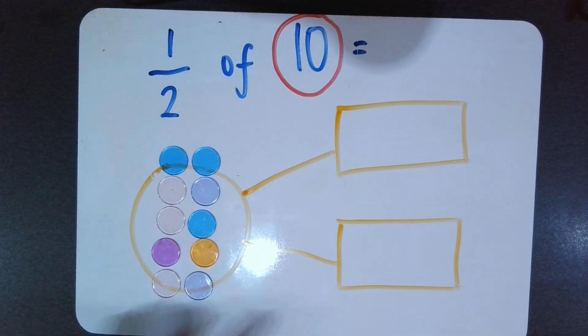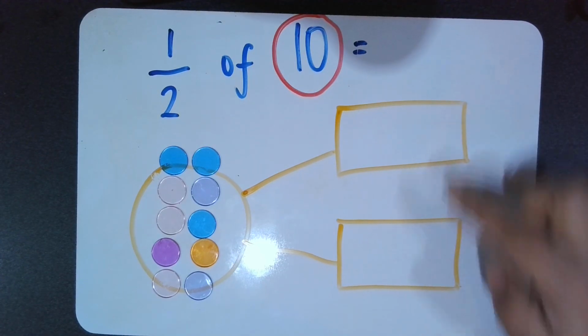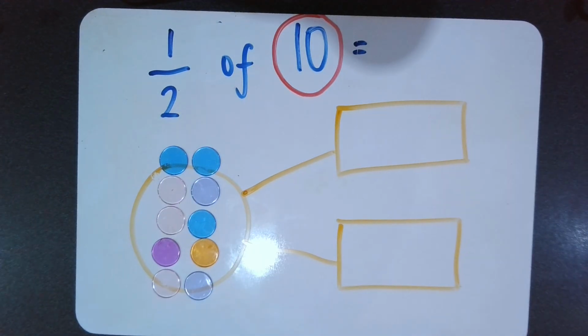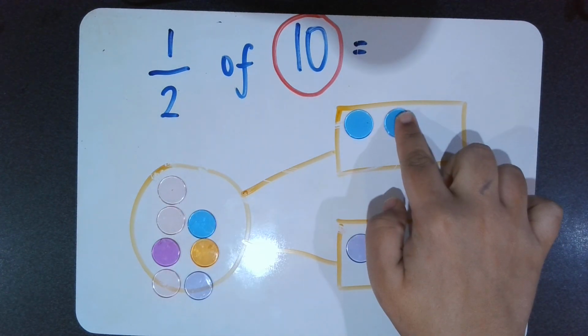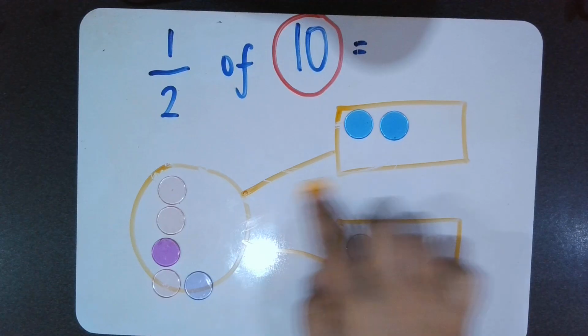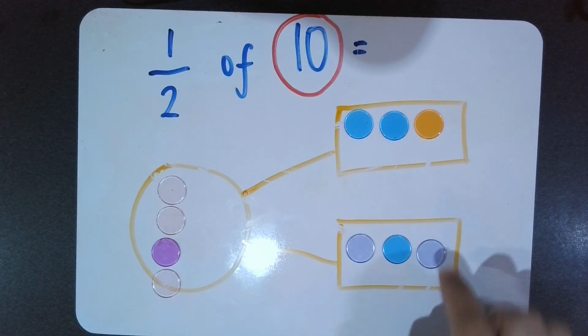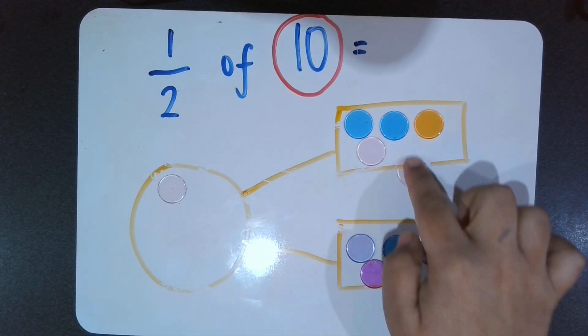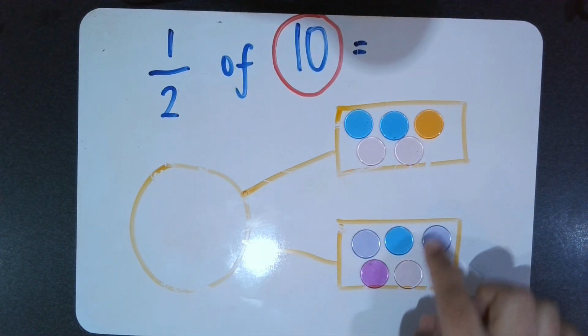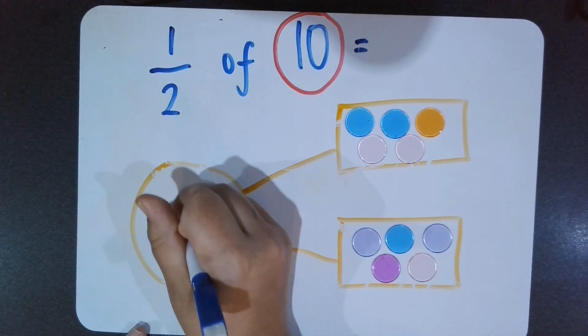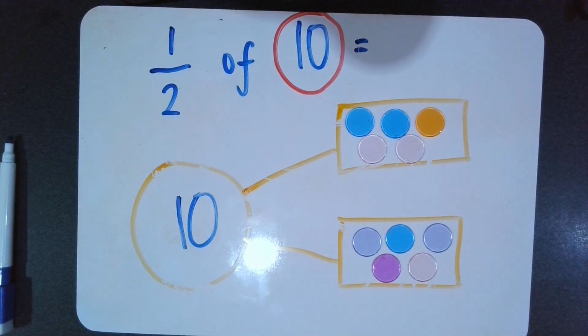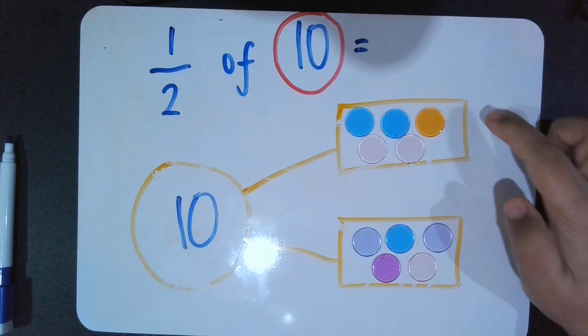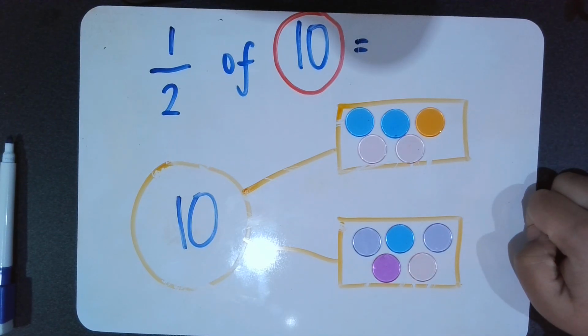Now, I need to share this into my equal groups. Remember, because I don't know what the value of each group is, I'm going to go one by one. So, I've got 1 in my first group, 1 in my second group, 2 in my first group, 2 in my second group, 3 in my first group, 3 in my second group, 4, 4, 5, and 5. I'm just going to write down what my whole was. My whole's 10.